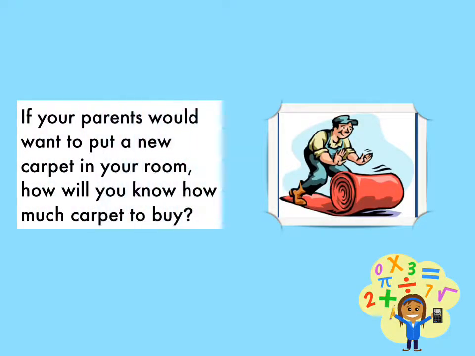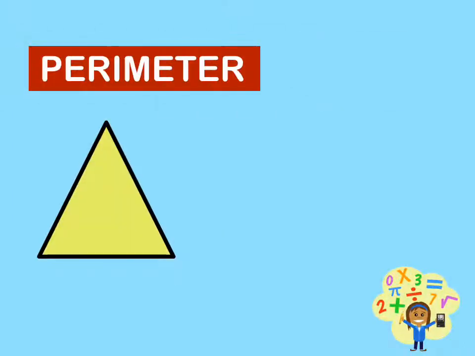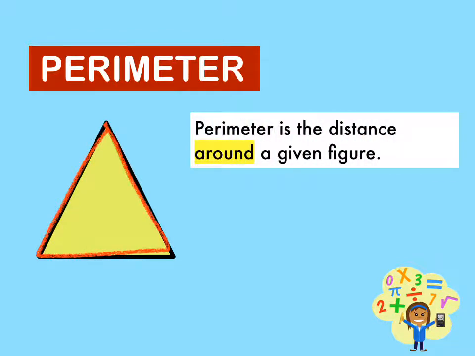If your parents want to put a new carpet in your room, how will you know how much carpet to buy? For us to know how much carpet is needed, we need to know the area of your room. What is area? How is area different from perimeter? As a recall, perimeter is the distance around a given figure. It can be measured in units such as centimeters and meters.